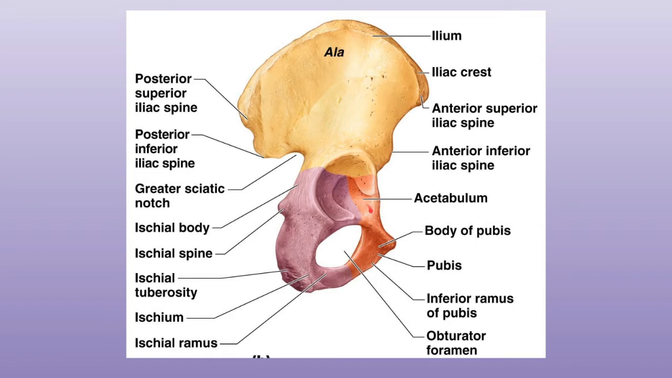Now the pubis and the ischium are separated by a large oval opening known as the obturator foramen. This acetabulum actually articulates with the head of the femur and forms the hip joint. So basically over here, the head of the femur will join and form the main hip joint.